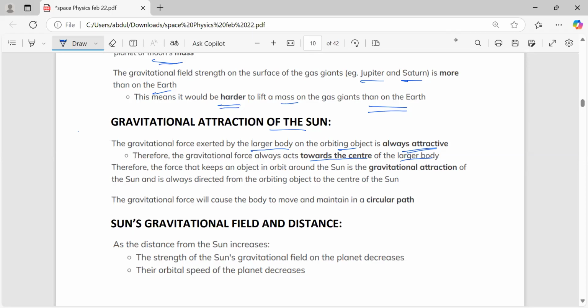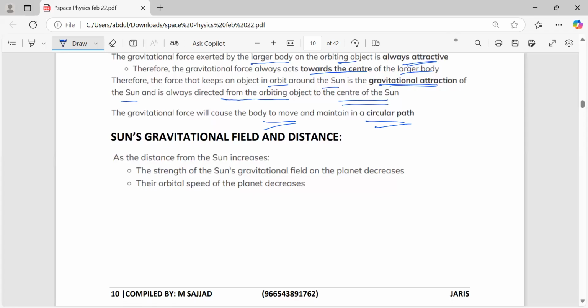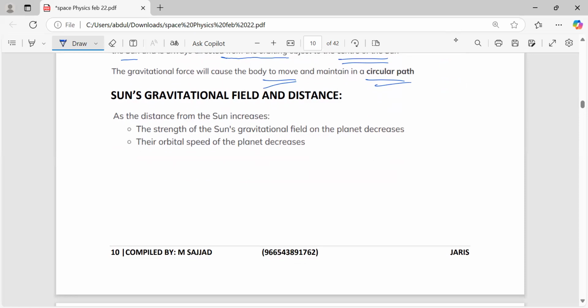So the force that keeps an object in orbit around the sun is the gravitational attraction of the sun, and it is always directed from the orbiting object to the center of the sun. It is always directed toward the center of the larger mass in the universe in general. Like the sun is larger in mass as compared to earth and all other planets that are part of the solar system. This gravitational force will cause the body to move and be maintained in a circular path. This is already studied in general physics, where we studied centripetal force. So not a new or different idea.